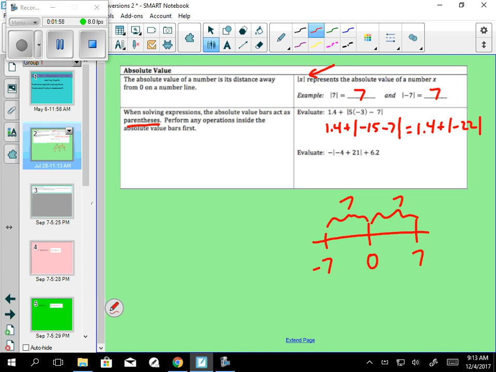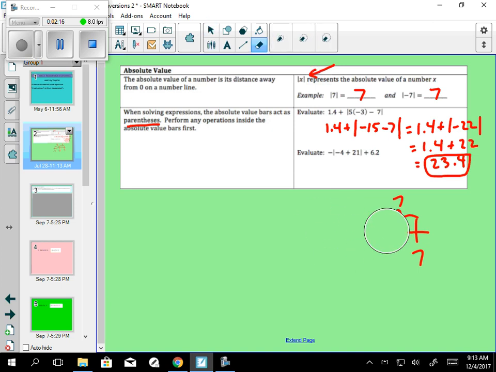Okay, now we want to perform the absolute value. So negative 22 is a distance of 22 away from 0. So that's going to equal 22. And now if we add that together, the answer is 23.4. So that's what that expression would equal. All right, let's try the next one here, the one right below it.